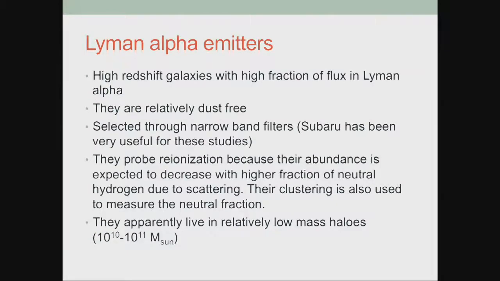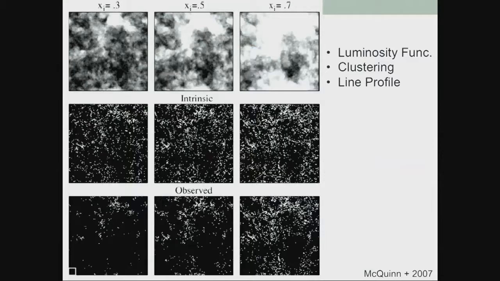These are objects that are interesting in their own right. We think they are low-mass halos of 10 to the 11, 10 to the 10 solar masses. And this has been a huge field in the last few years. I'll quote a classic paper by McQuinn, I think it's part of his PhD, where he asked, what can we learn from these Lyman alpha emitters about reionization? And he had three scenarios.